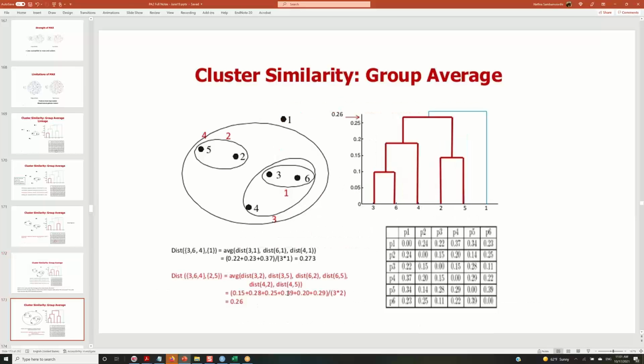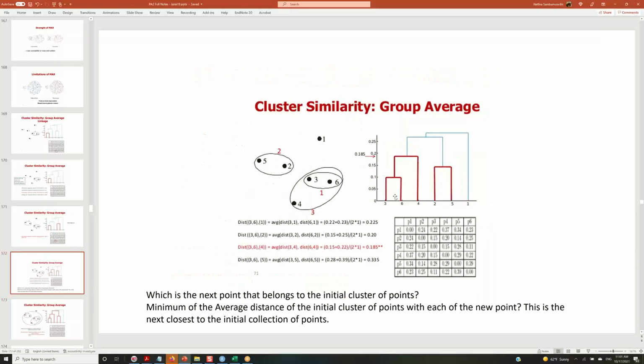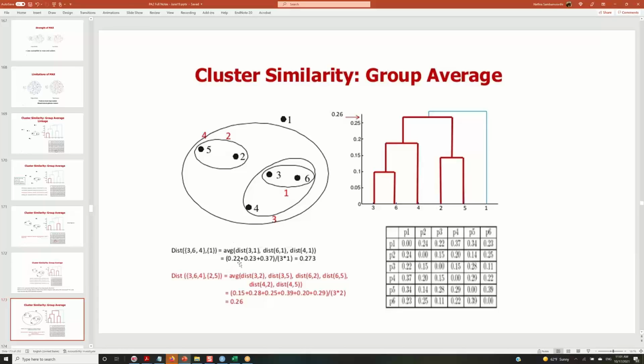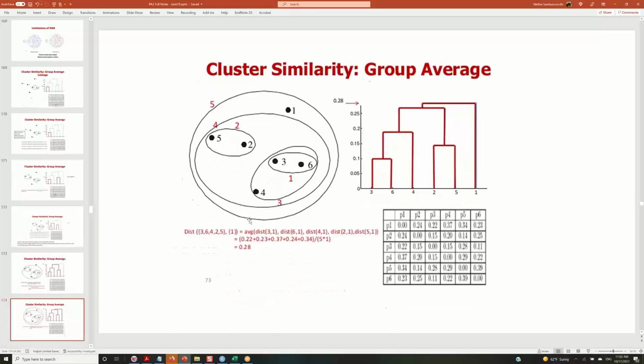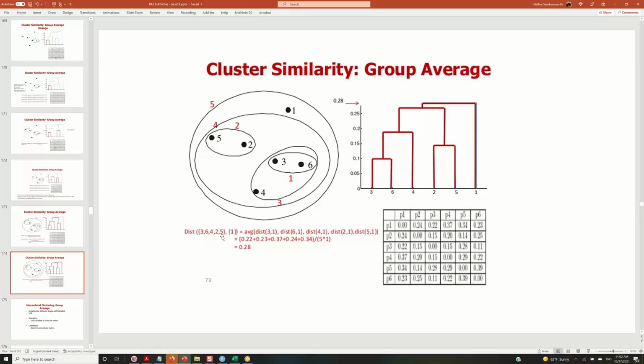Okay. So now, what happens, right? We have 3,6,4. It's combined together already. It's one group. 5 and 2 is another group. Where should 1 join? That is the question we need to answer, right? So you take the 3,6,4 to 1, 3,6,4 to 2,5. So the whole thing to 1, this to 1, or actually this to 1 also we should know, right?